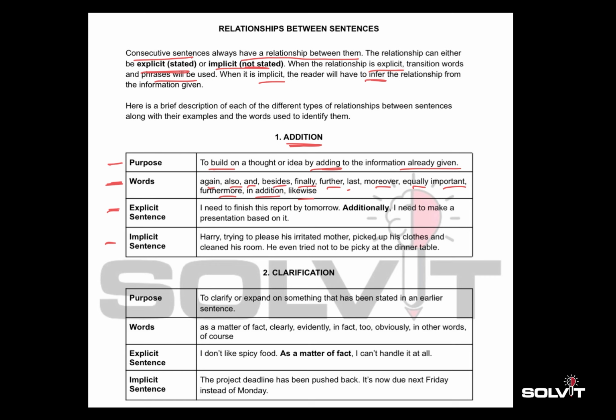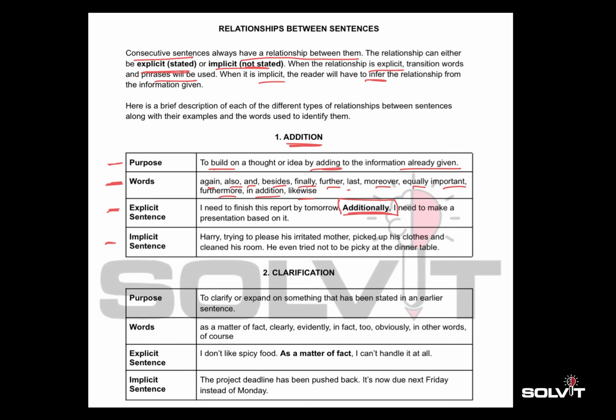So let's look at a sentence where this relationship is explicit. I need to finish this report by tomorrow. Additionally, I need to make a presentation based on it. So over here, this relationship is explicit because of the use of the word additionally. Okay, so we know that whenever a writer is using the word additionally, they are building upon an idea that is previously already mentioned. Okay, let's look at an implicit sentence.